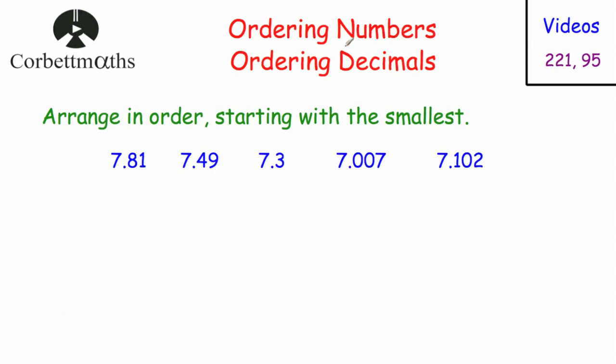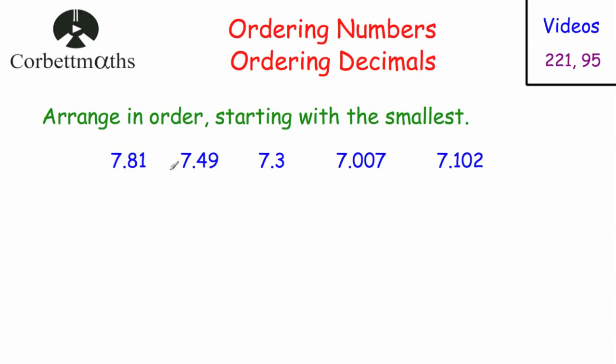So our next topic is ordering numbers and ordering decimal numbers, and they are videos 221 and 95 on Corbettmaths. And this question says, arrange in order, starting with the smallest, 7.81, 7.49, 7.3, 7.007, 7.102. So let's start off by finding the smallest number here. Now they all start with 7, so that's not going to help us.